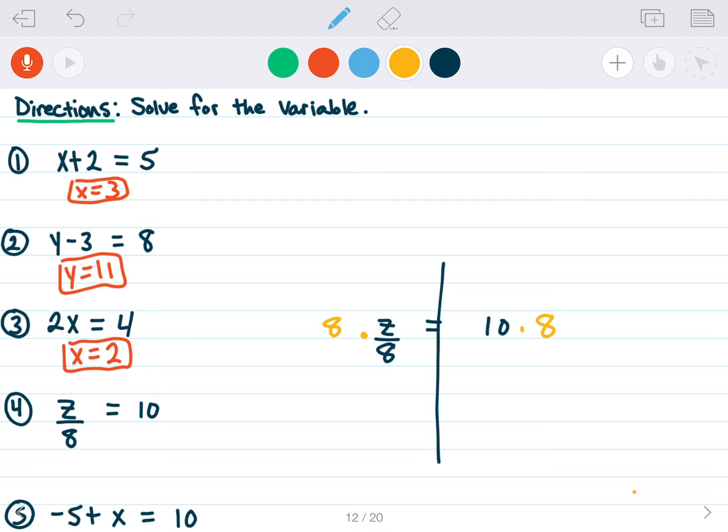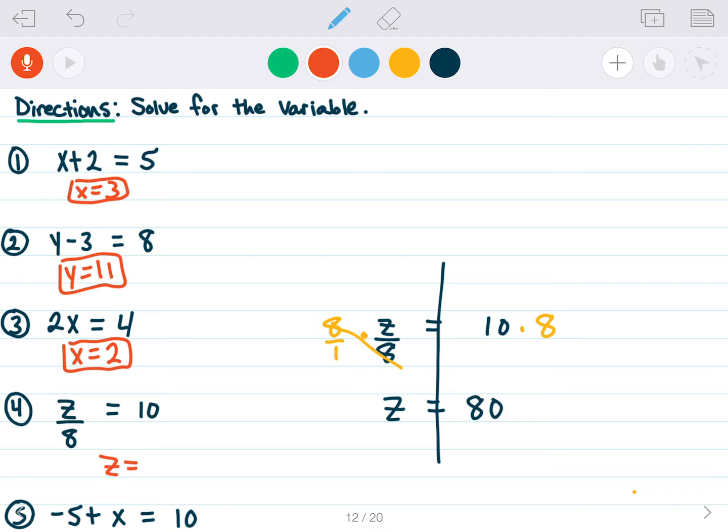So 8z over 8 is just 1z, right? So these 8s just cancel out, right? They divide each other out to 1z. And I'm left with 1z equals 10 times 8, which is 80. So that is our answer here.